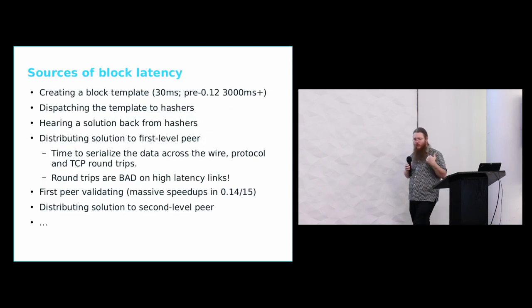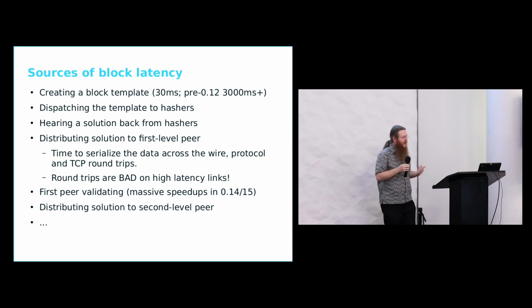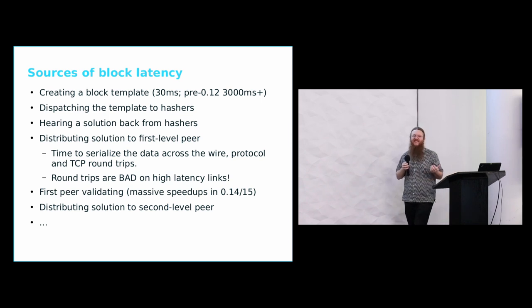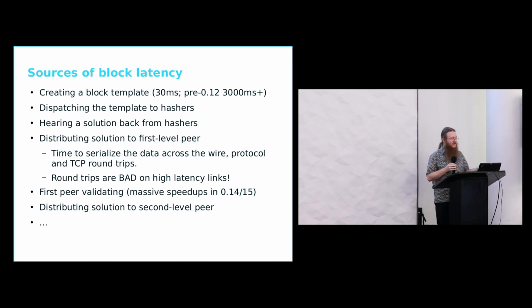So when thinking about why it takes a while for a block to propagate, there are many sources of latency in the whole sequence of critical steps to relay a block through the network. There's the step of just creating a candidate block to hand out. And this is something that we were able to improve in the Bitcoin Core software through better software engineering rather than protocol changes. Back before 0.12, you could easily take 2 to 4 seconds to generate a block template for a full block. Today, that's something more like 30 milliseconds, and that's just through clever software optimization.